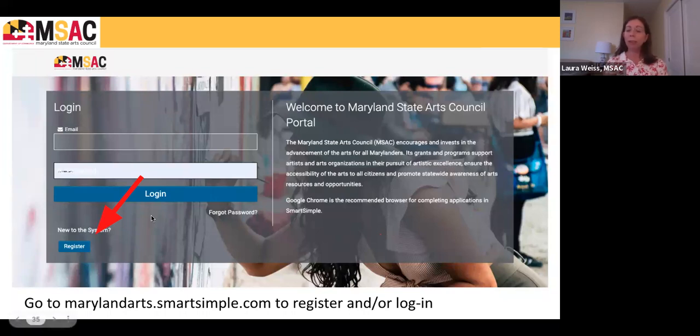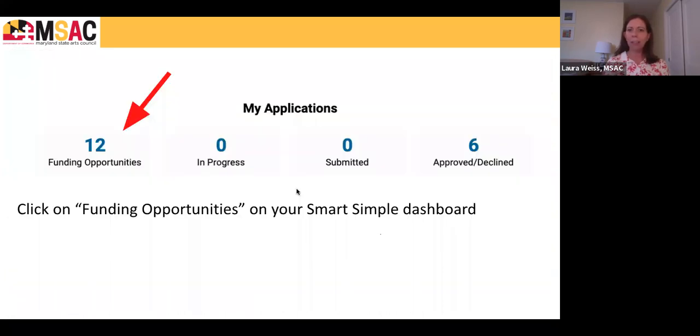If you already are registered, you would enter in your email and your password and click login. If you need to create that registration, click the little blue register button that's in the lower left-hand corner, and it will go through a couple of prompts to get some basic contact information about your organization. So once you get all set up and you are logged in, you will come to a dashboard, which will give you a couple of different options, but you want to look for the funding opportunities menu. It will look something like this.